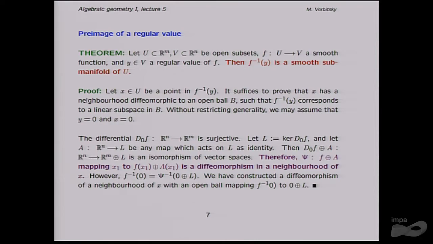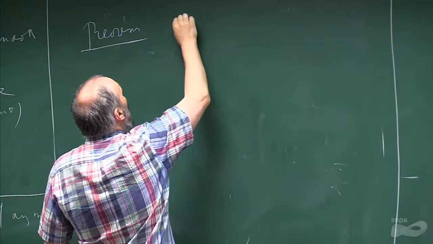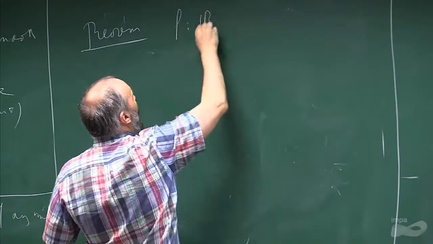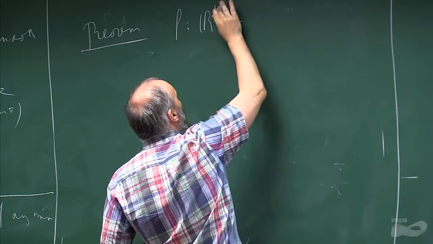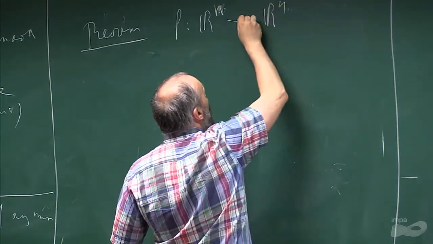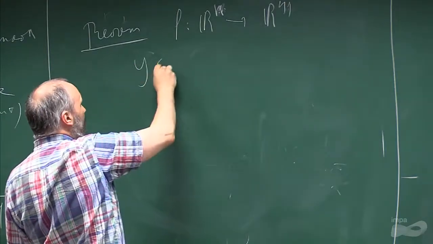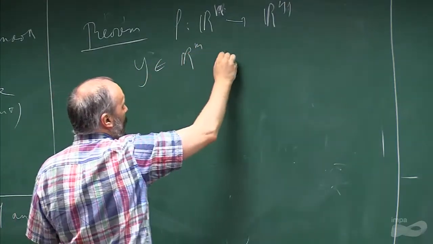So, a theorem. You have a smooth map. In fact, everything would work just as well for the complex or algebraic geometric setting, but I am giving it for R^n because R^n is more familiar. That's the only reason why I'm doing it with R^n. So you have a map F from R^n to R^m, and y is a regular value.